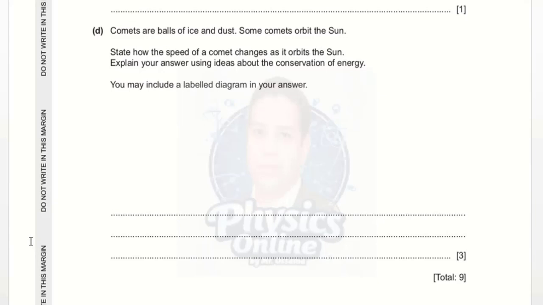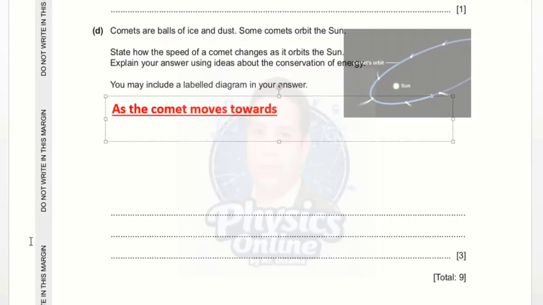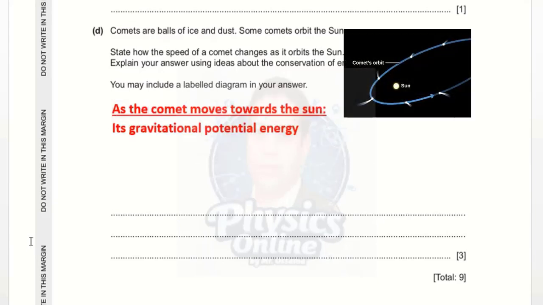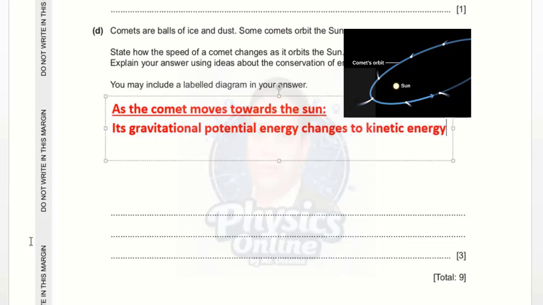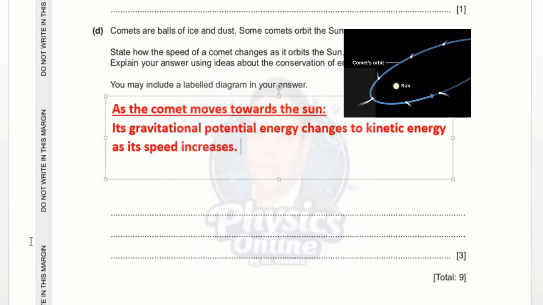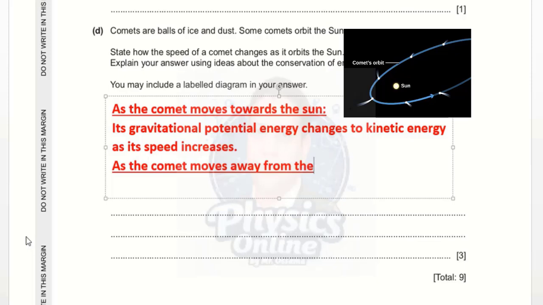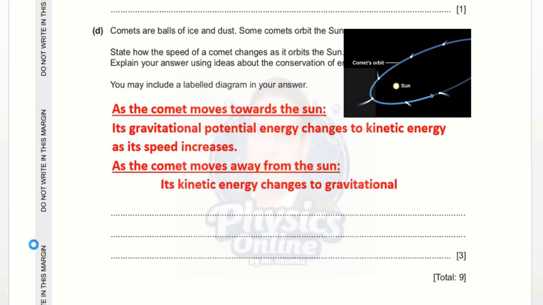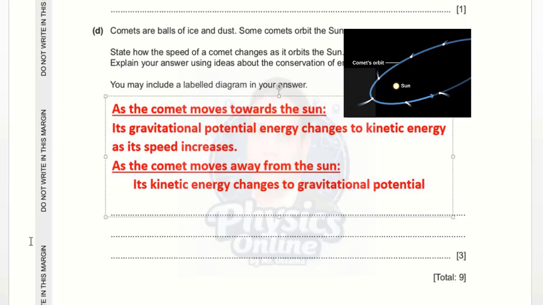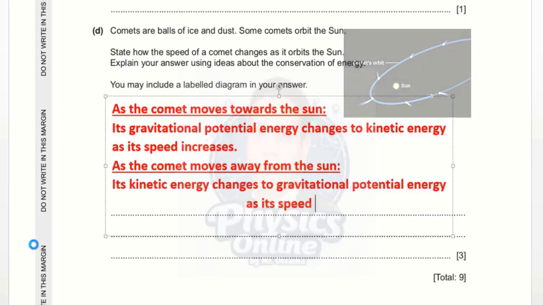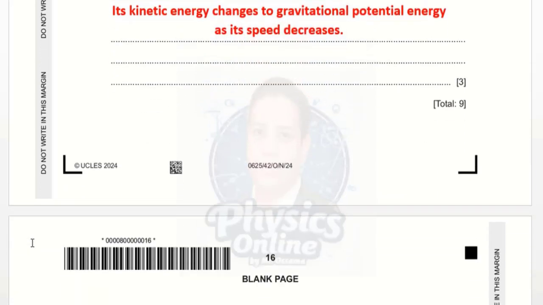Okay, as the comet moves towards the Sun, its gravitational potential energy changes to kinetic energy and its speed increases. The opposite, as the comet moves away from the Sun, its kinetic energy changes to gravitational potential energy and its speed decreases. This is the last question. Thank you.